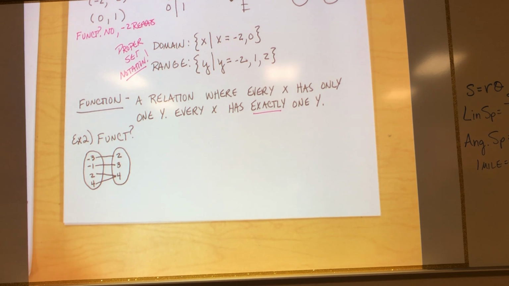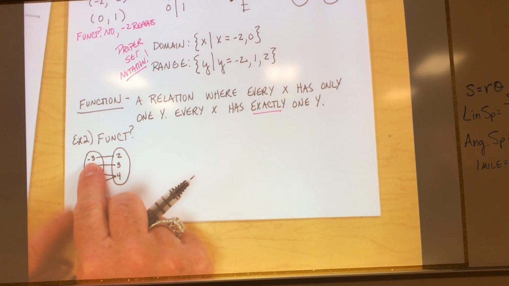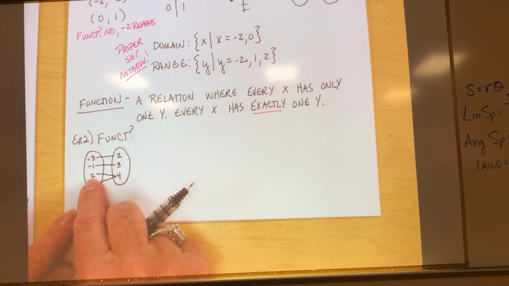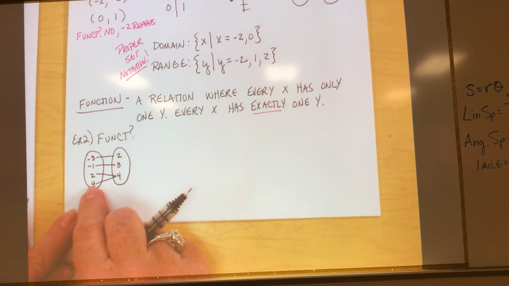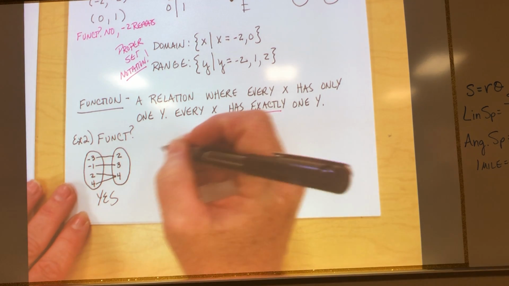So what I told you to do was to go down each one of those inputs, each one of those x's, and say, did you follow the rules? Does every x have one y? Does this guy have one y? Does this guy have one y? Does this guy have one y? Yes. Does this guy have one y? Yes. Is this a function? Yes. Very good. Okay, here's my next one.